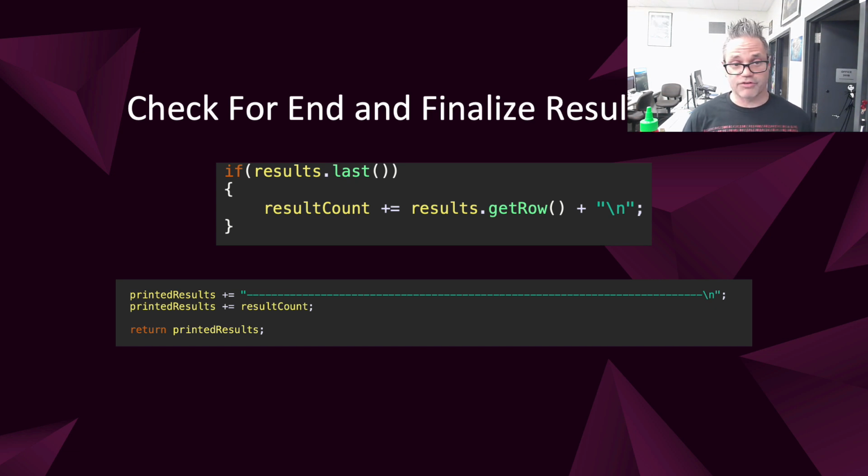If results.last, if you're at the end, the resultCount += results.getRow, and then another new line, and append to that the divider line we just saw right there, and pass that to the result count as well, that variable we just calculated, and return that value to whoever's using it so you can actually get those results in and see how that works.